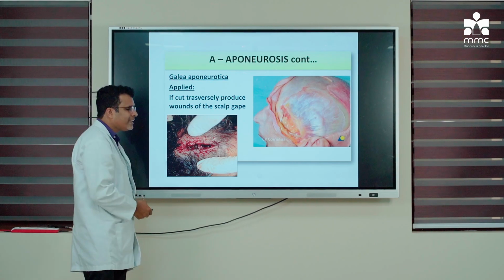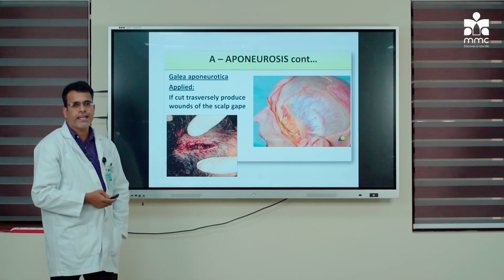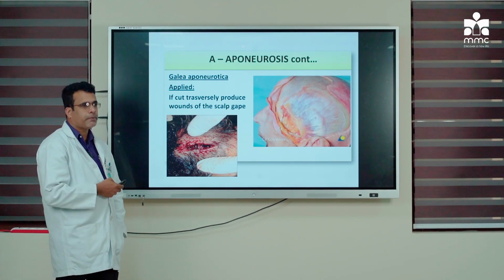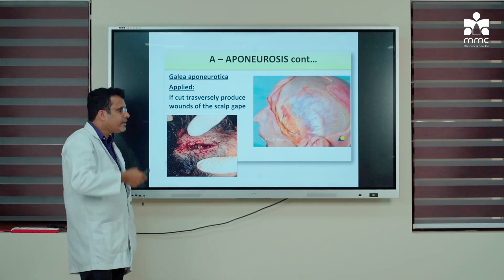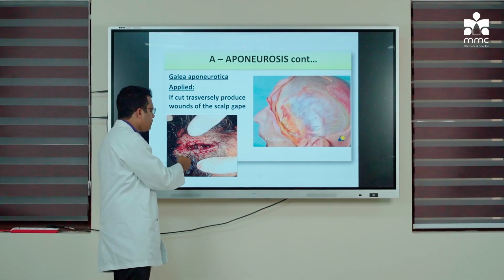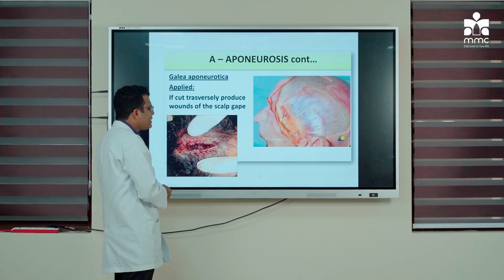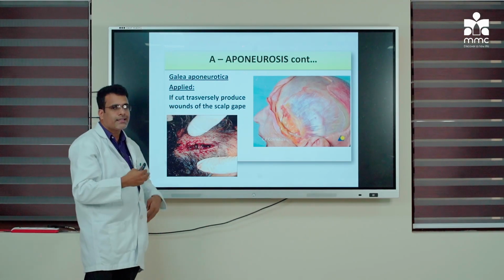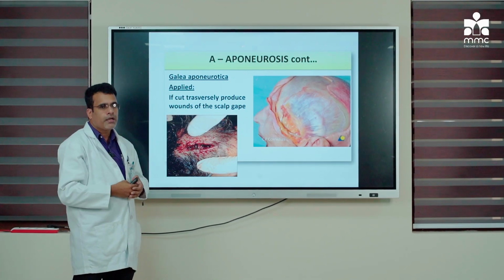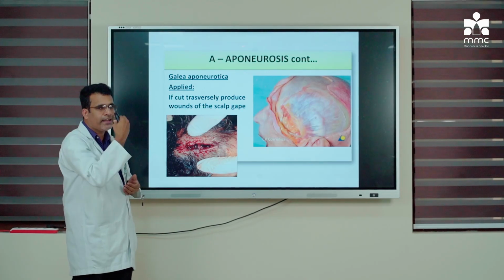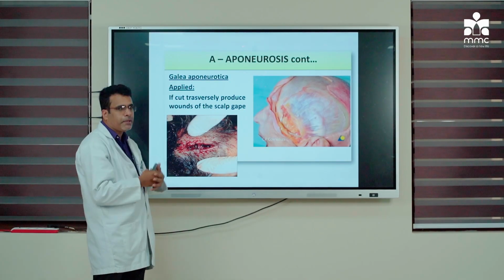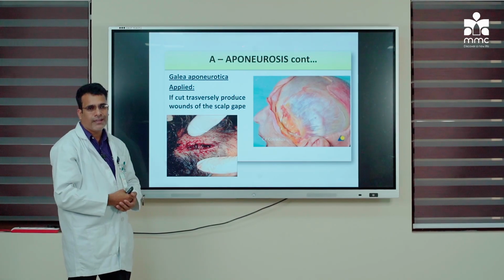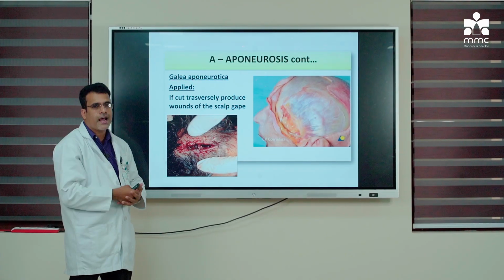Now its clinical significance. If injury happened to the scalp, if the injury or the cut is transverse or anteroposterior, so that we have to go through. If the injury is happening transversely, there is a chance of profuse bleeding, because there will be a pull by the frontalis forwards and the occipitalis backwards. So that's why the bleeding will be profuse and the gapping will be more if the cut injury is transverse.